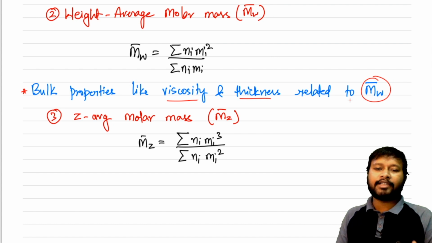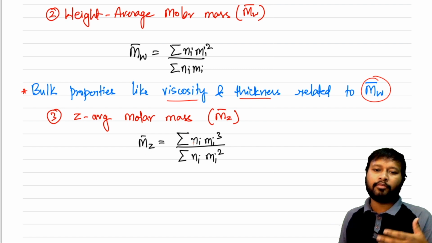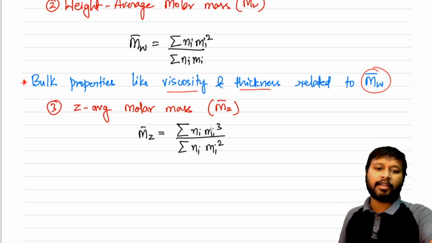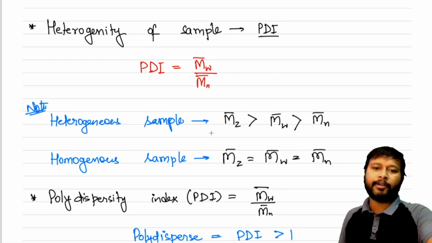Okay. The next type of molecular mass is your Z average molecular mass. Here this Z denotes that it is Z average molecular mass. So Mz is, again you have sigma Ni Mi cube divided by sigma Ni Mi square. So these formulas are very important. Okay, you have to make note of these formulas. These are very frequently asked in exam. So keep making notes of these particular formulas.